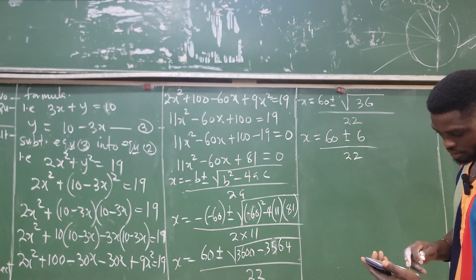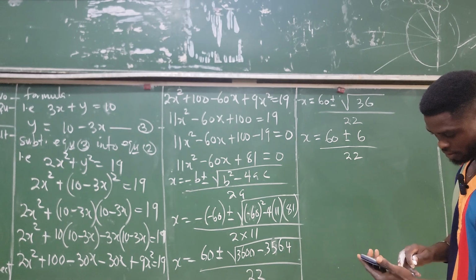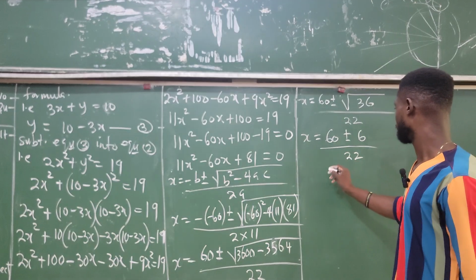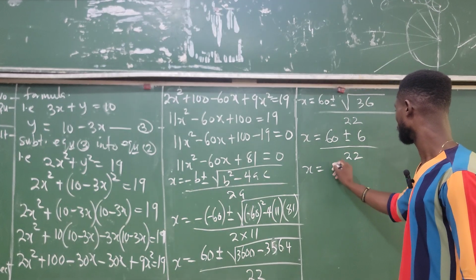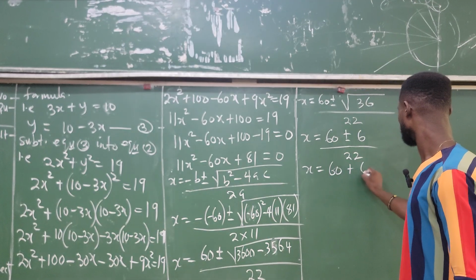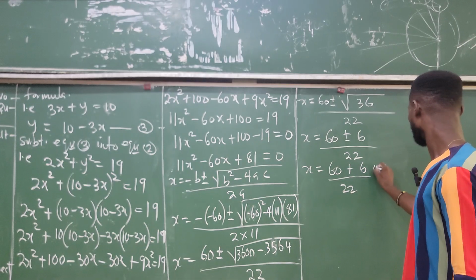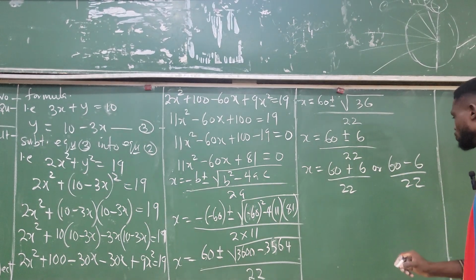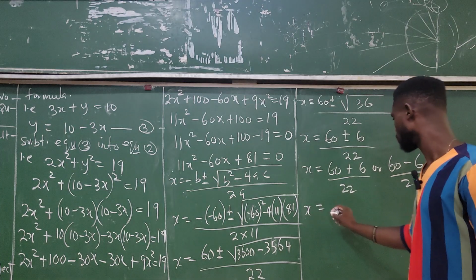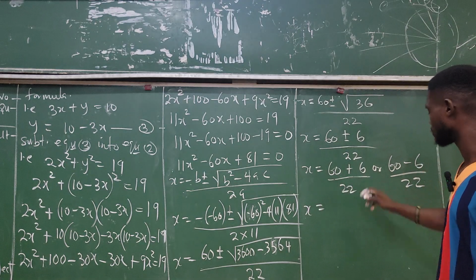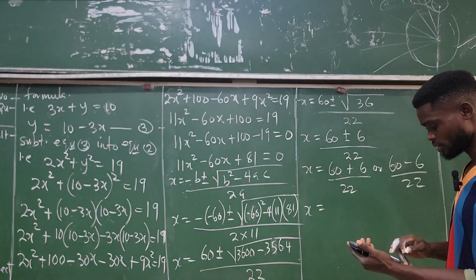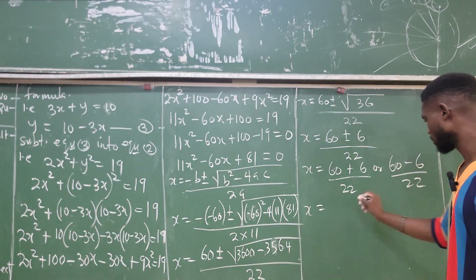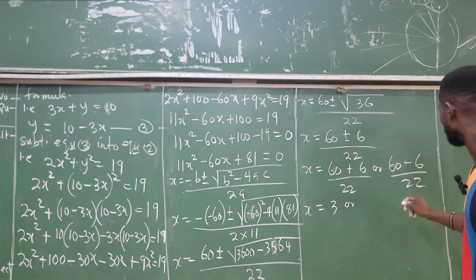Square root of 36, that is 6. It's correct. So we have x is equals to 60 plus 6 divided by 22, or 60 minus 6 divided by 22. So x will be equals to 60 plus 6 is 66. So 66 divided by 22 will give us 3. X is 3.